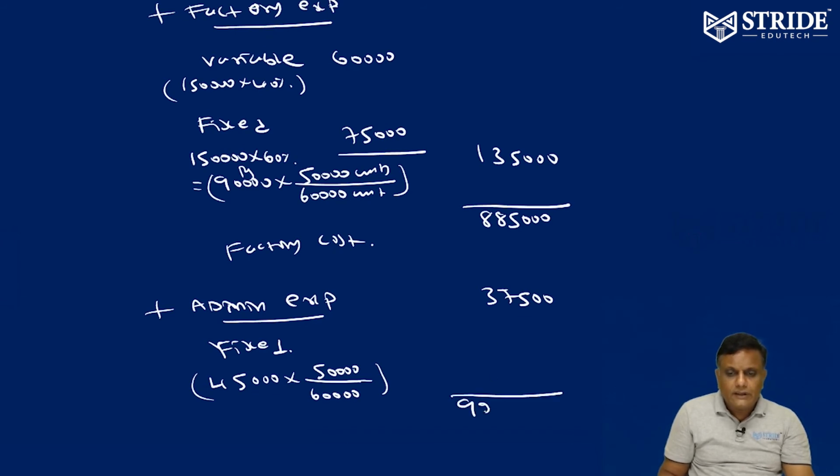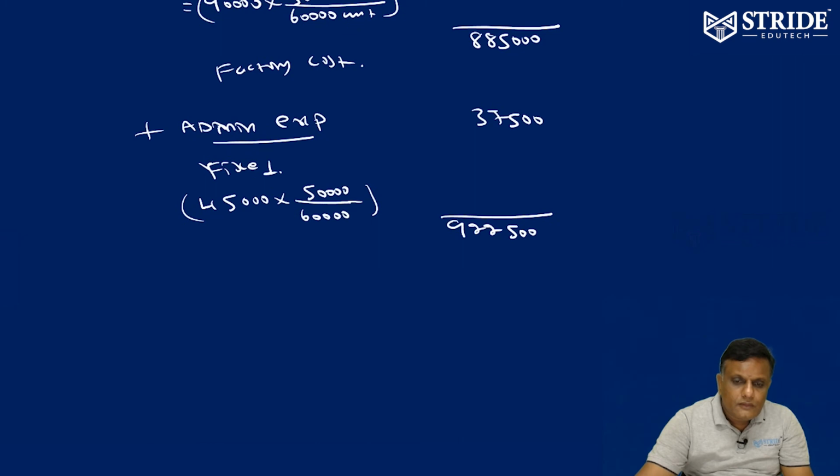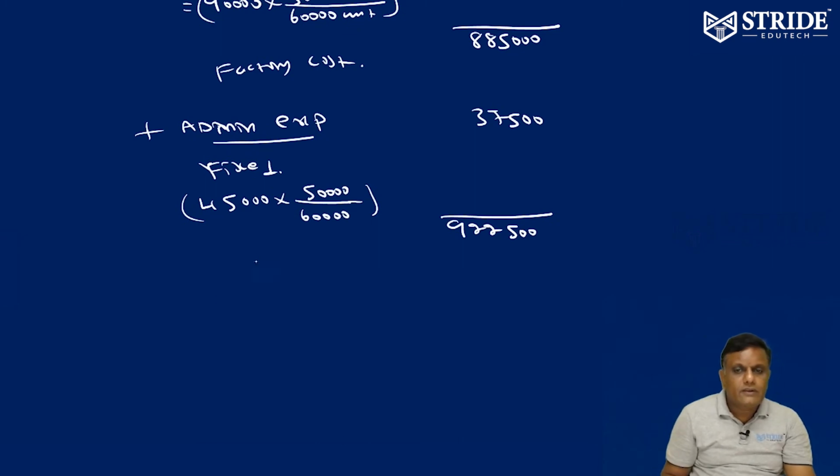So total is 9,22,500. This is nothing but the cost of production, 9,22,500. Next, add selling and distribution expenses.